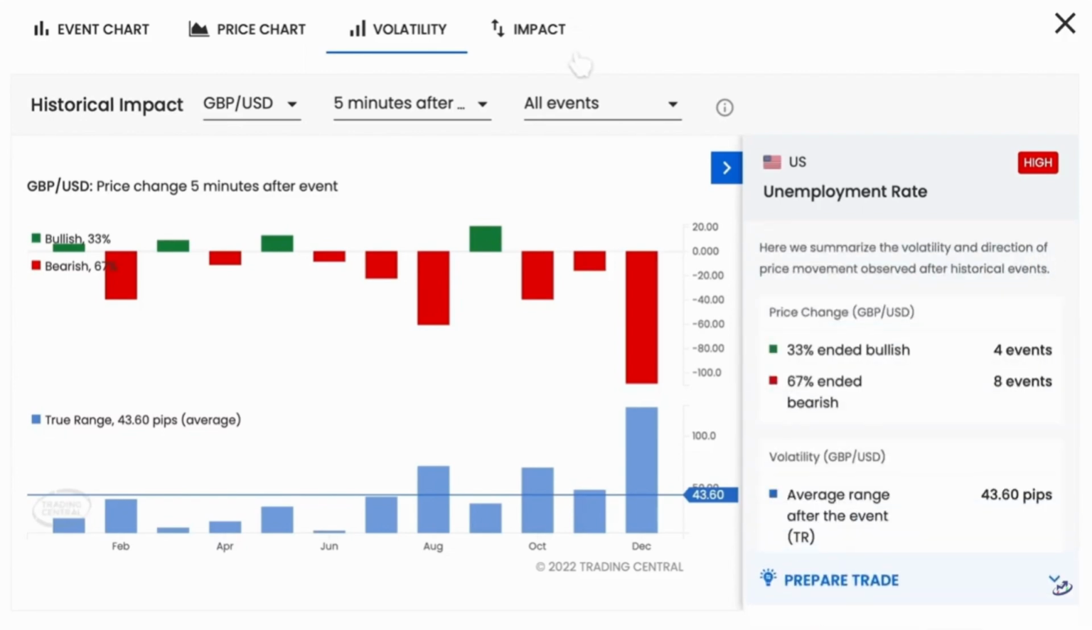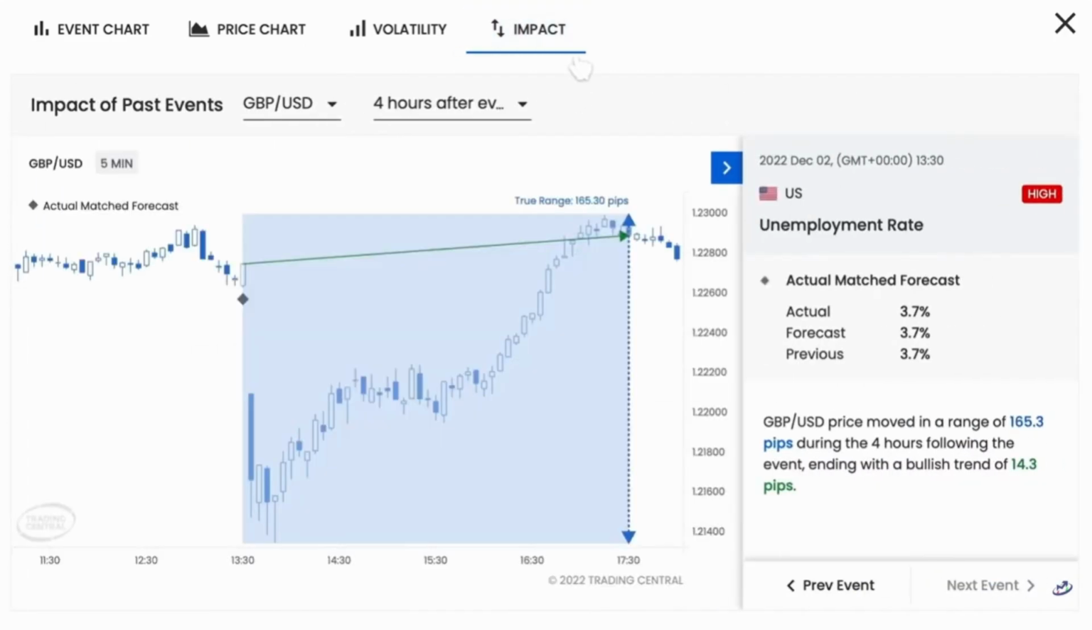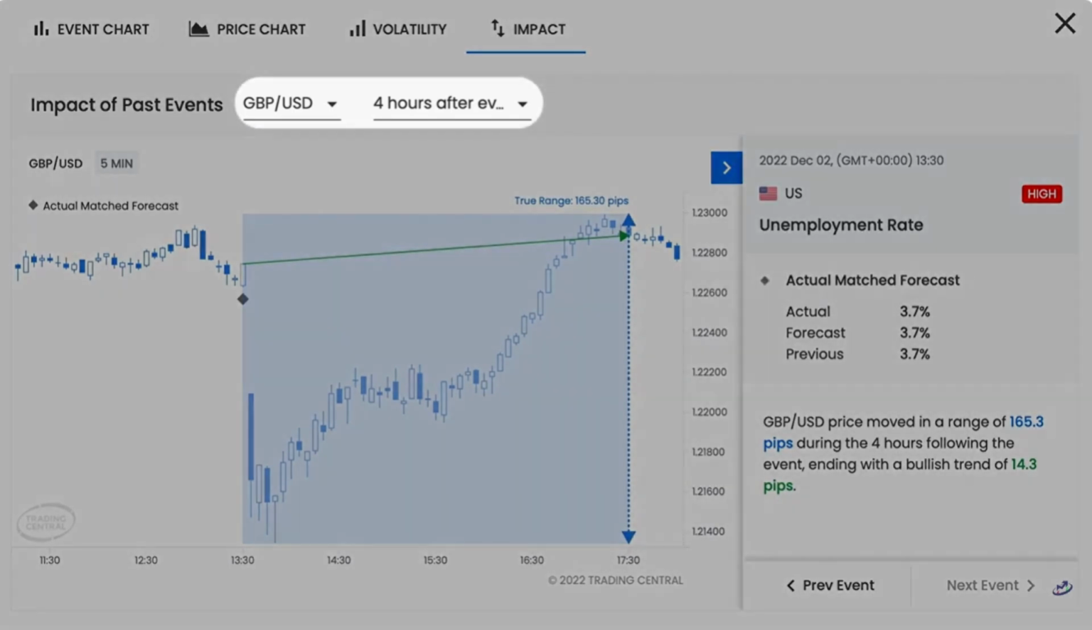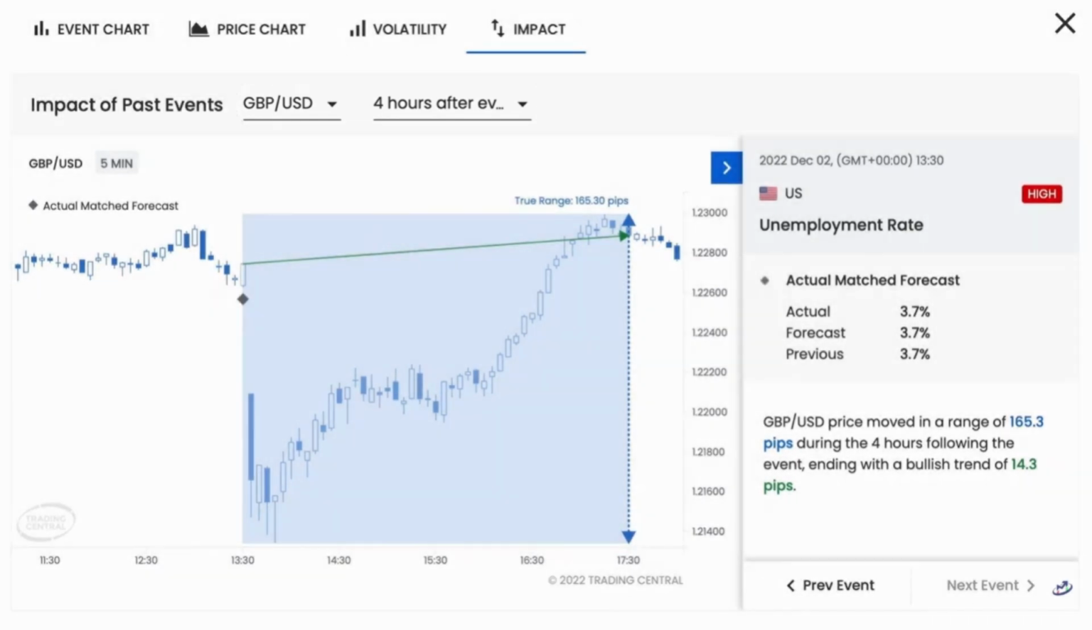Now let's look at the Impact tab. Here we can view key statistics of an FX pair's historical trend within a chosen observation period after the last time the economic event occurred. In this case, I'm looking at a chart for the Great British Pound to US dollar 4 hours after the United States announced their unemployment rate. The blue shaded area shows the 4-hour period after the event occurred.